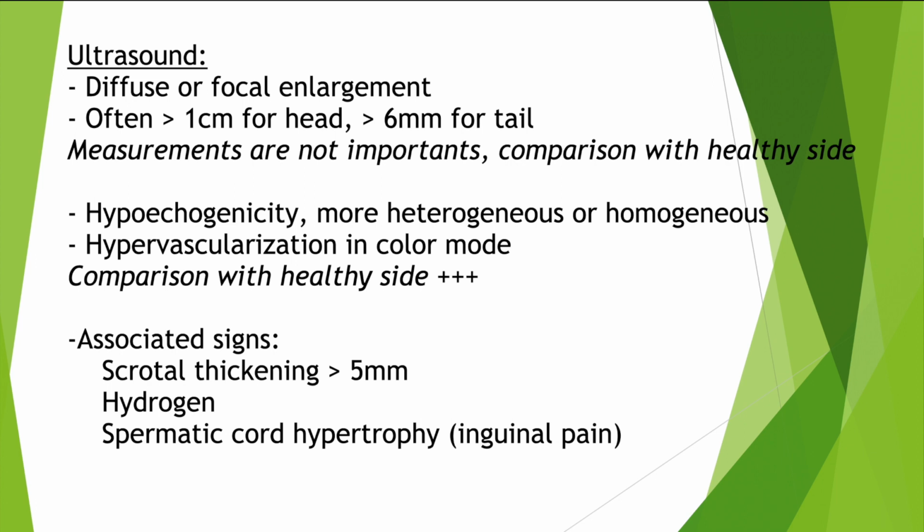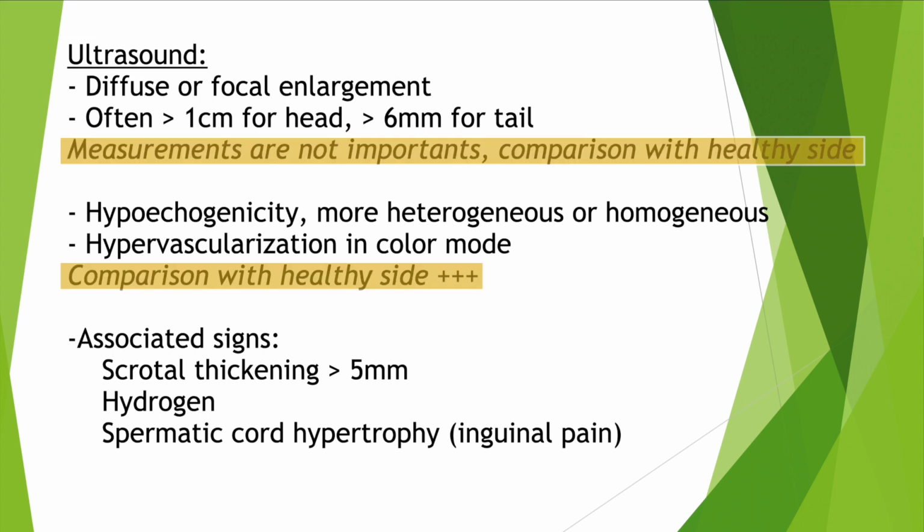This epididymis may be hypoechoic, heterogeneous. Comparison with the healthy side once again, and then other associated signs. Scrotal thickening of more than 5 mm. So we saw it's the skin that didn't look abnormal at first glance. Hydrocele, which may be present, that's what we saw, and spermatic cord hypertrophy. So these are the main signs. I invite you to reread them quietly at leisure to retain them.